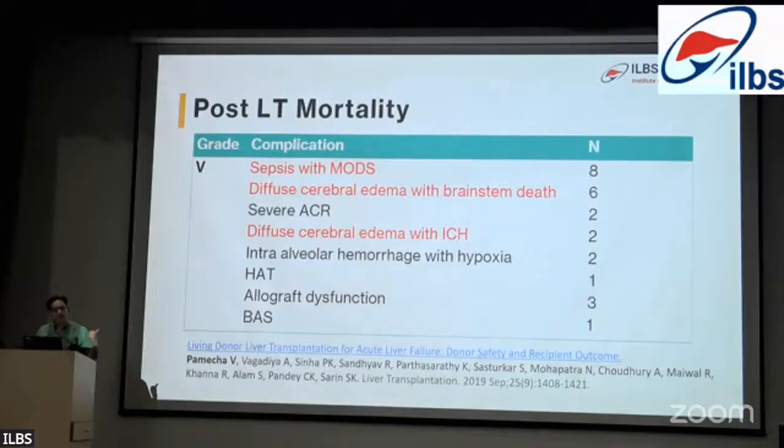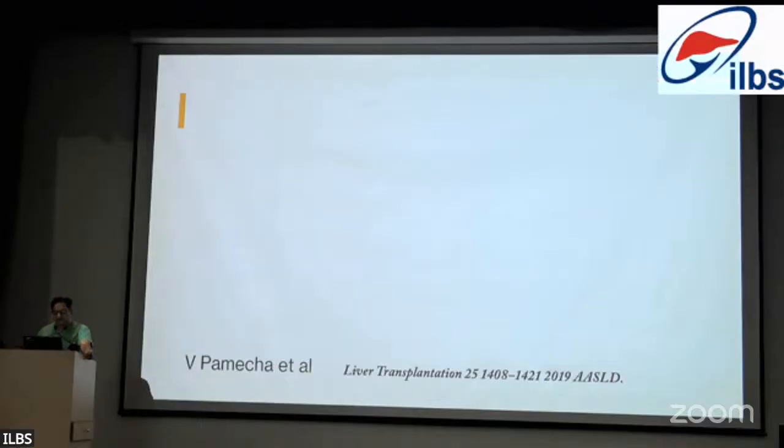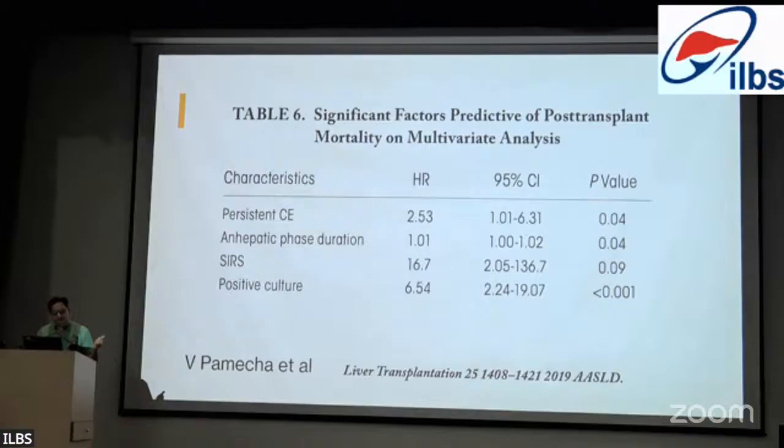This is about, most of this is coming before the operation. These are not the things which have happened during the operation or after the operation, after the new liver has come in. These are factors which have been playing before the operation, and can we get better on this? And when we look at the multivariable analysis, it is persistence of cerebral edema and SIRS and positive cultures which are playing a part in terms of perioperative mortality as well.